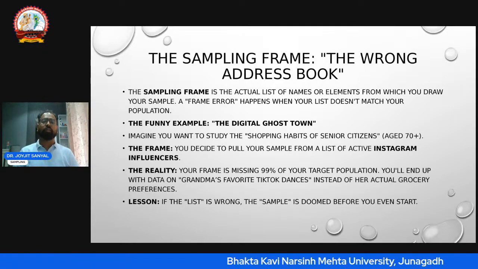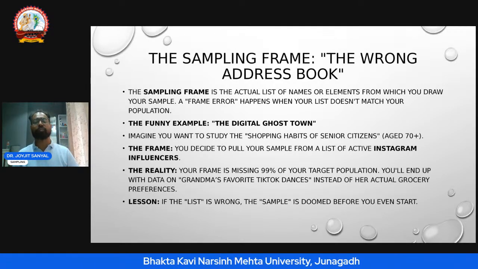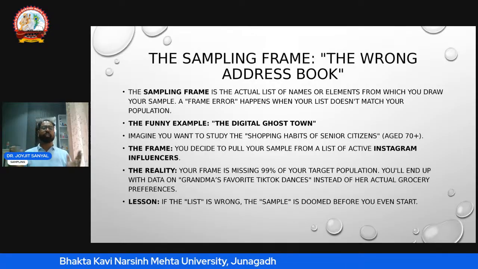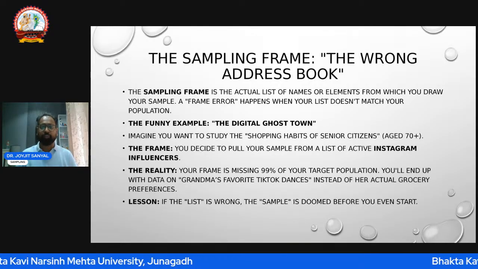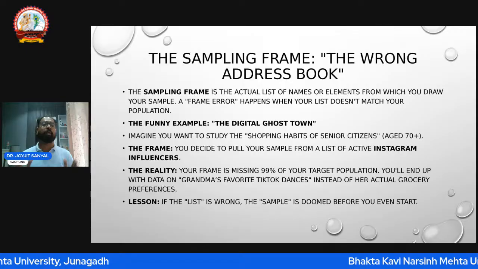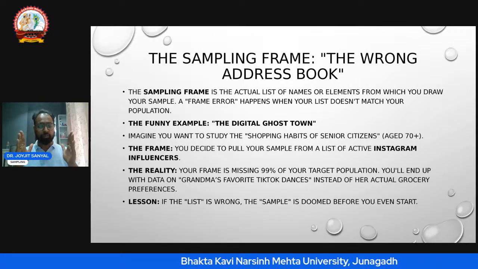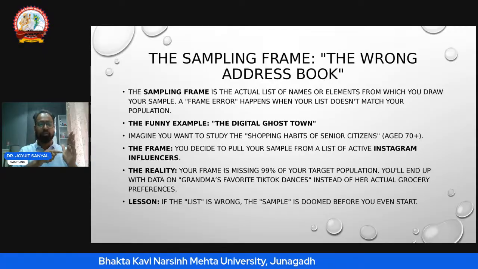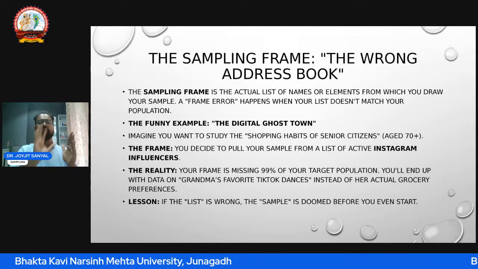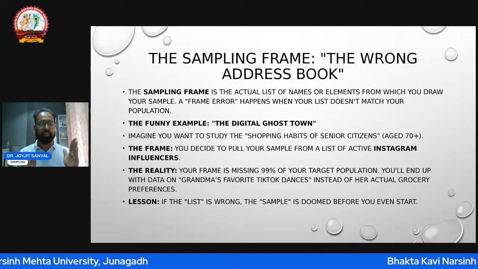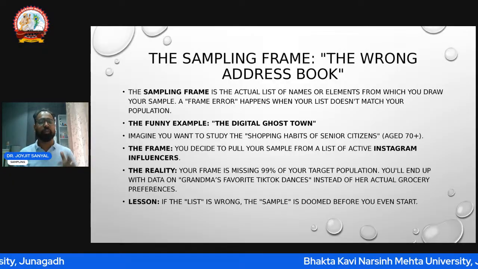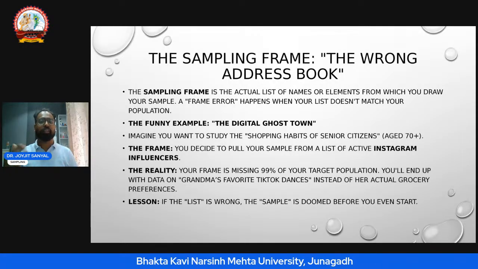Okay. So the sampling frame is the actual list of names or elements from which you draw your sample. A frame error happens when your list doesn't match your population. It's basically when you are targeting a certain group, but your frame doesn't have that matching population in it. Then how do you collect data from them? That is the problem. Okay. So a funny example, the digital ghost town.